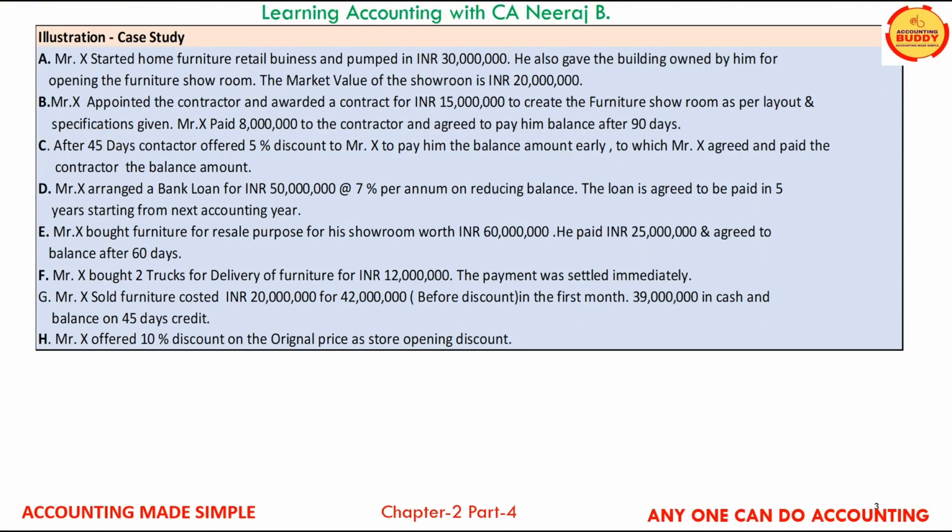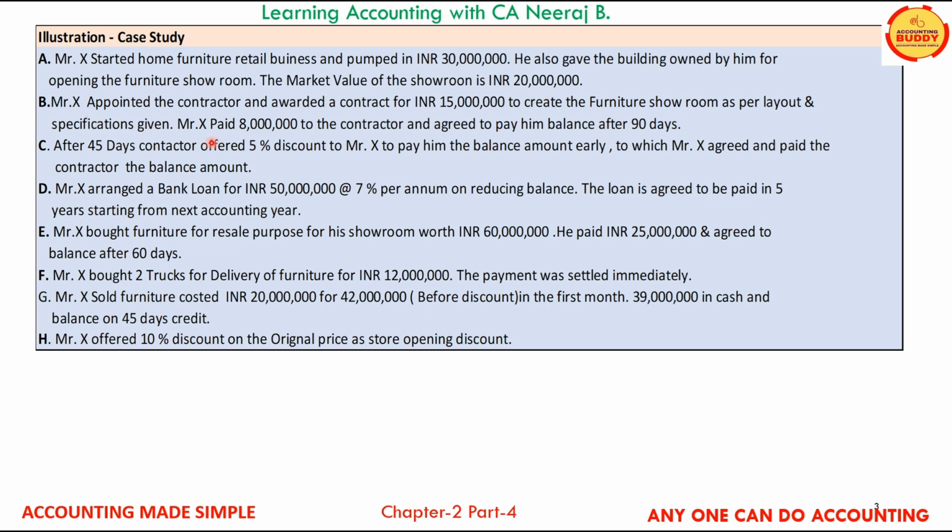Let us go through the business scenario displayed on your screens together. Mr. X started home furniture retail business and pumped in 30 million. He also gave the building owned by him for the opening of the furniture showroom. The market value of the showroom is 20 million.